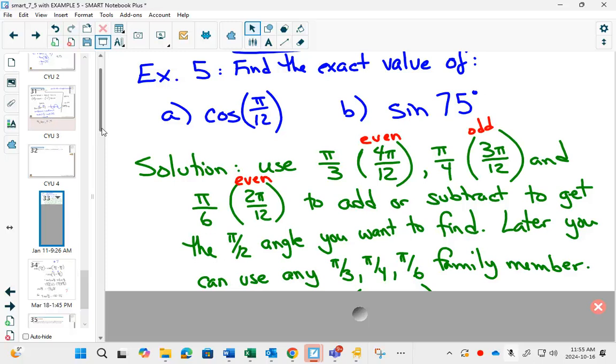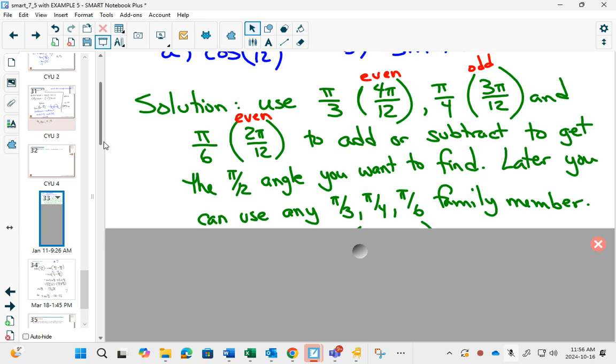And if we take each of our families that we know, we could get a common denominator of 12. So pi over 3 is 4 pi over 12, pi over 4 is 3 pi over 12, and pi over 6 is 2 pi over 12. Can you see how you could add or subtract to get 1 pi over 12? And often you can find more than one way. For example, can you see that you could get 1 pi over 12 by taking 4 pi over 12 and subtracting 3 pi over 12? Or you could take 3 pi over 12 and subtract 2 pi over 12. And it doesn't matter which one you choose, they will all give you the right answer in the end.